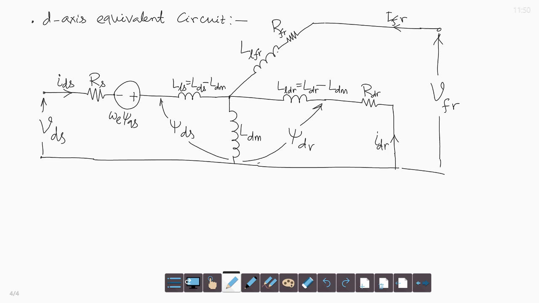So, this is the d axis equivalent circuit, and as can be seen, first, here LDM is the d axis mutual inductance, that represents the total mutual flux along the d axis. To the left of that we have the stator side, to the right of that we have the rotor winding, that is the damper winding, and above that we have the field circuit, which is only present, only active, in the d axis.